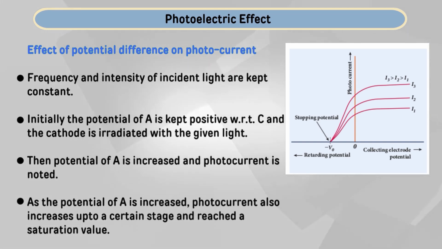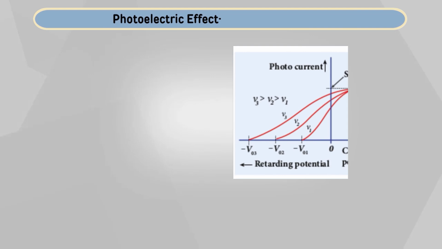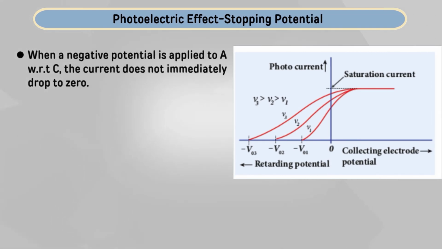So, for different constant intensity, we can have different variation of that photocurrent with that potential, and for each intensity we have a different plateau region observed in this diagram. Next one is the concept of this stopping potential.